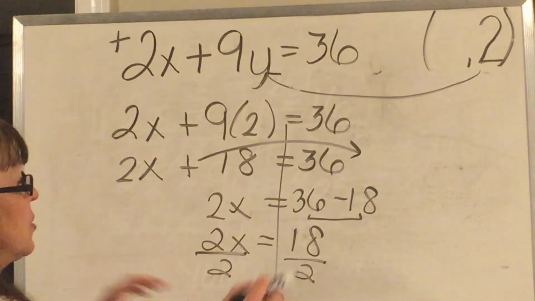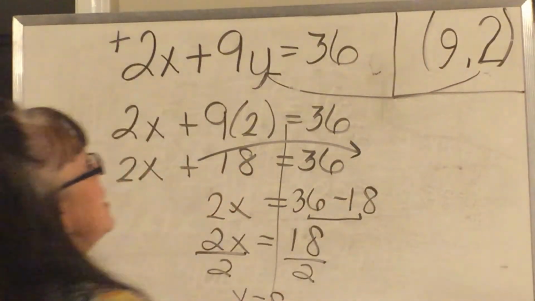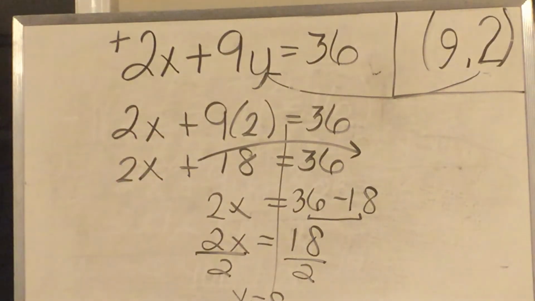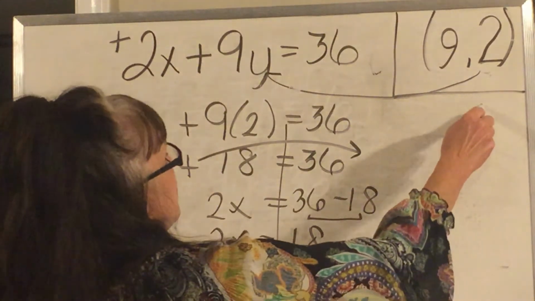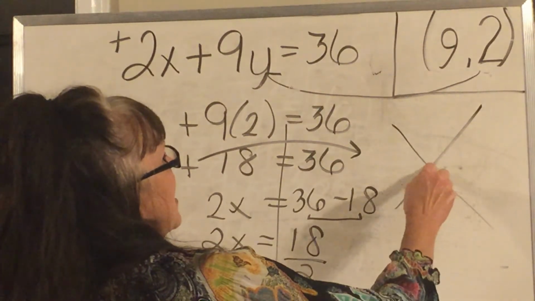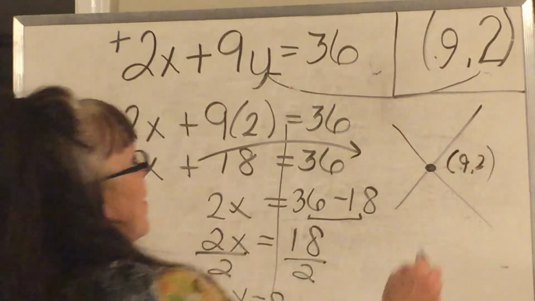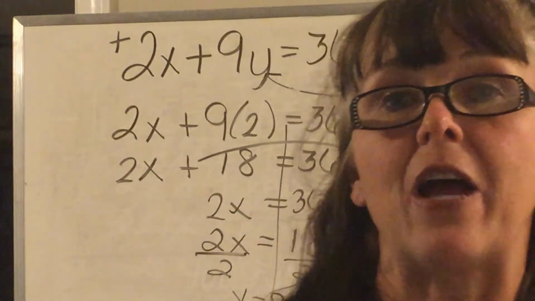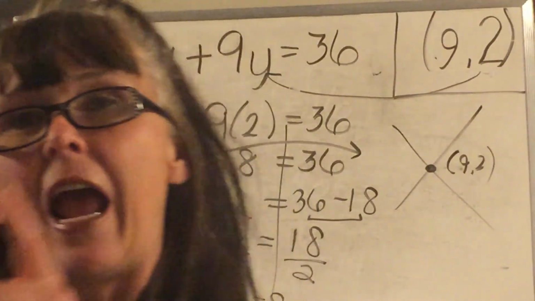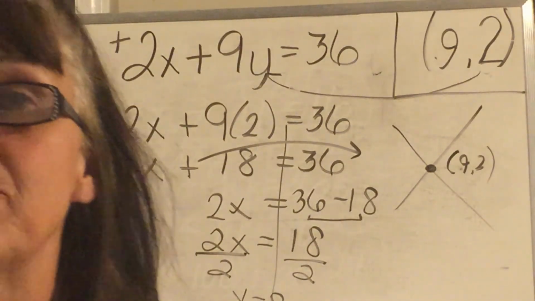So your final answer is going to look like this: 9, 2. And again, if you were to graph these, which we're going to do, it's going to take a little while, but we'll get there. When we graph these, they're going to intersect at that point right there. If you don't have any graph paper at home, you might want to go to the dollar store and buy some. If you don't have any, you can always just do the best you can by making those hash marks as equal as you can. Don't need graph paper today, but you will sometime soon.